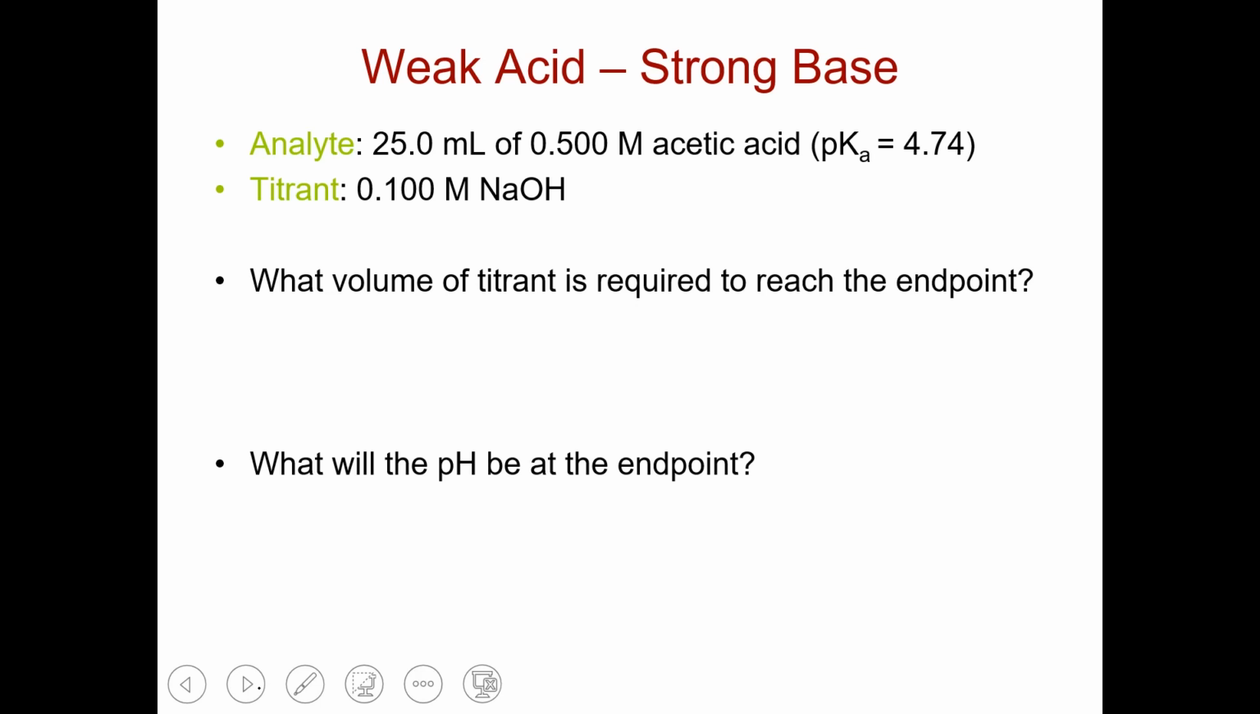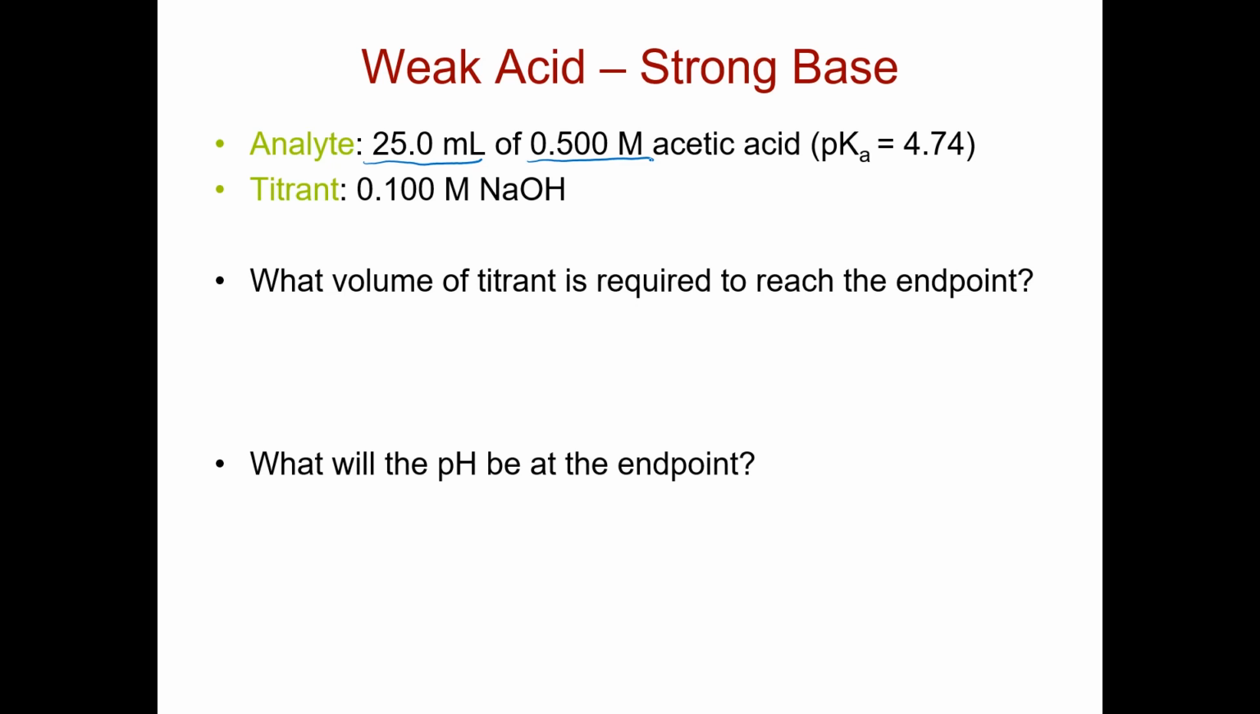So let's look at some calculations. In this case, we're going to look at a weak acid and a strong base. We first want to know what volume of titrant is required to reach the endpoint. Our titrant is our 0.1 molar sodium hydroxide. When we do titrations, we always start with the one that we know everything about. We know the volume and we know the concentration.